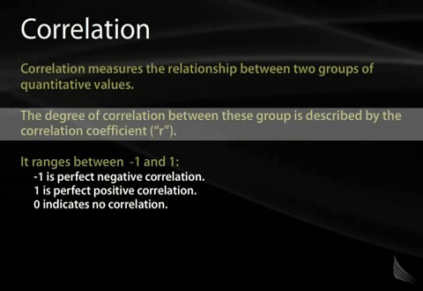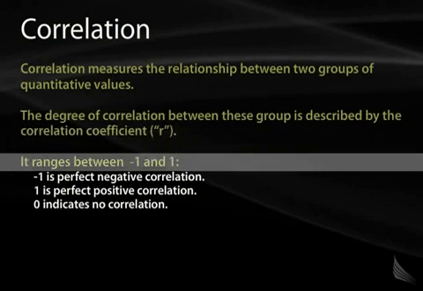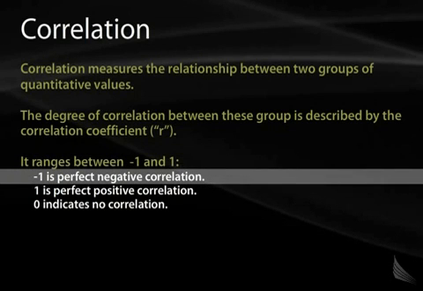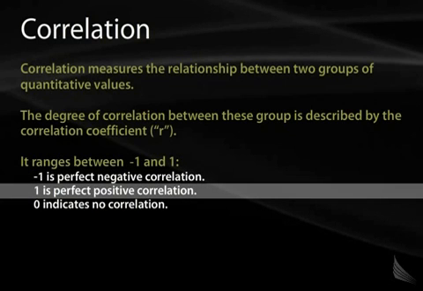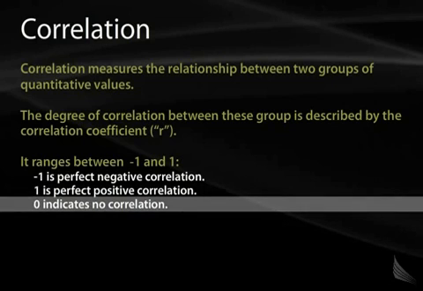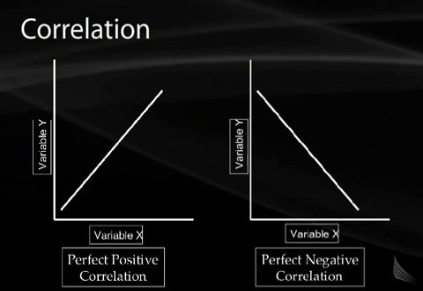The degree of correlation between these groups is described by the correlation coefficient, often given the variable name R. And R ranges between -1 and 1. -1 would be seen if there were a perfectly negative correlation. 1 would indicate a perfectly positive correlation. 0 connotes no correlation. The next slide illustrates examples of different types of correlation. On the left, we see a perfectly positive correlation, and on the right, we see a perfectly negative correlation.